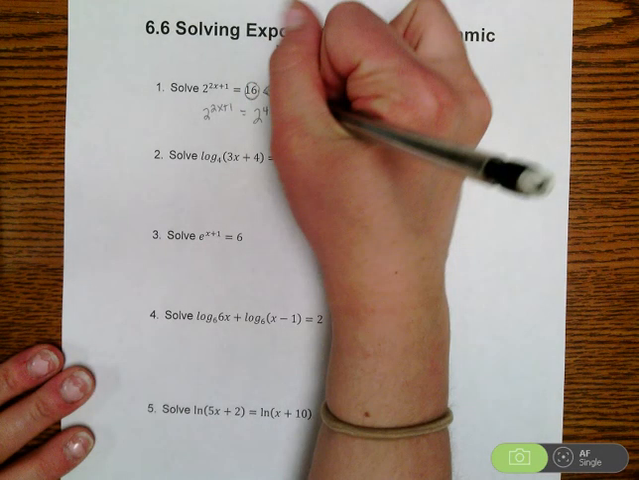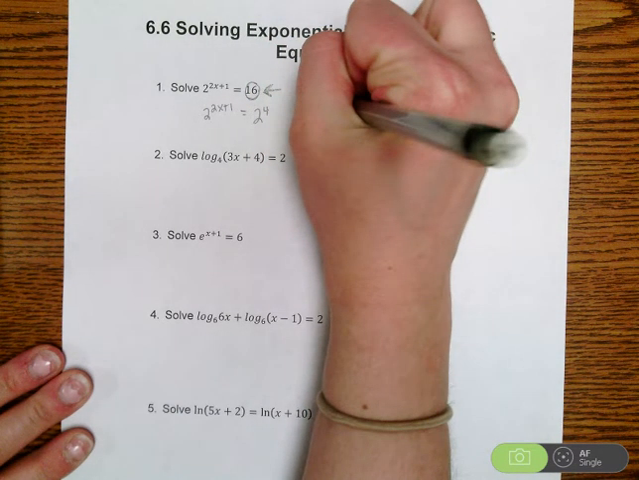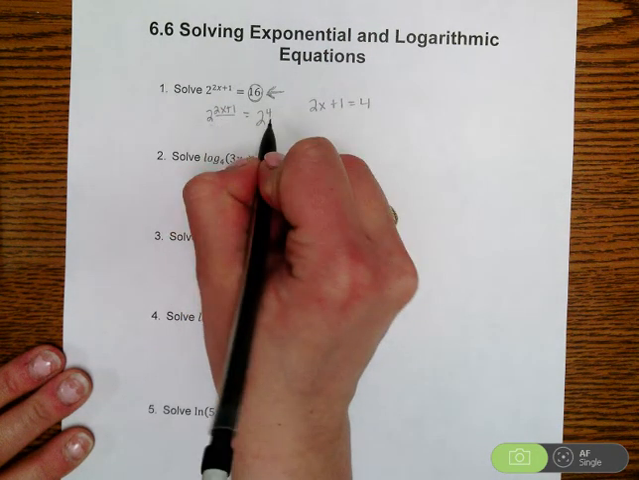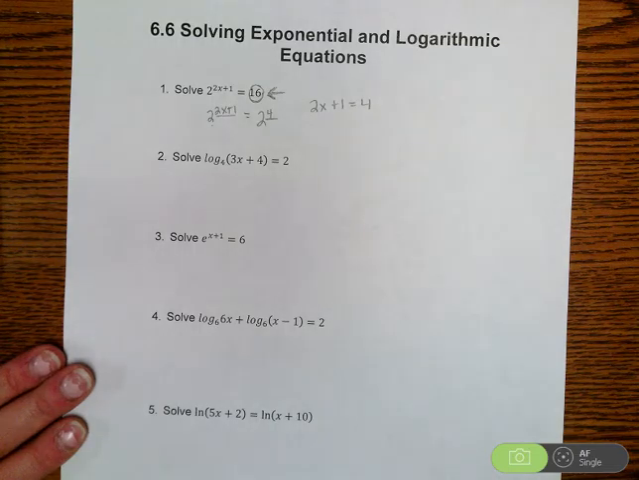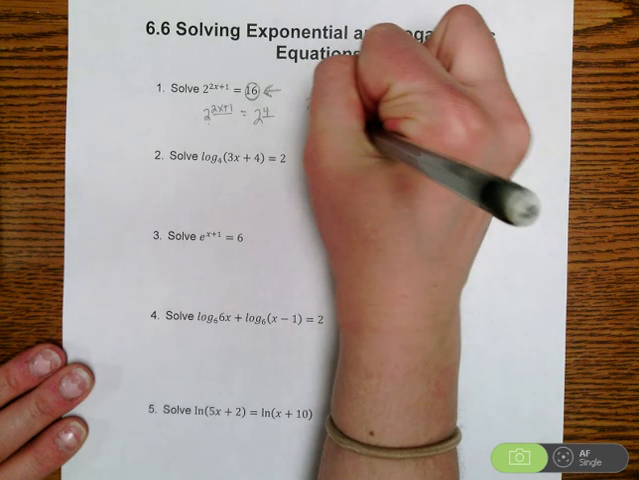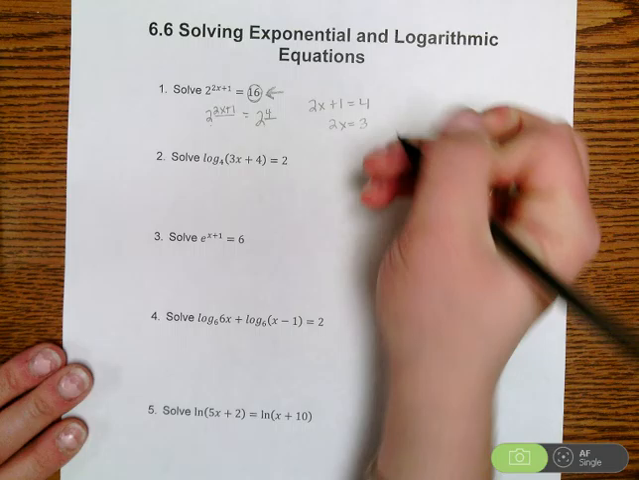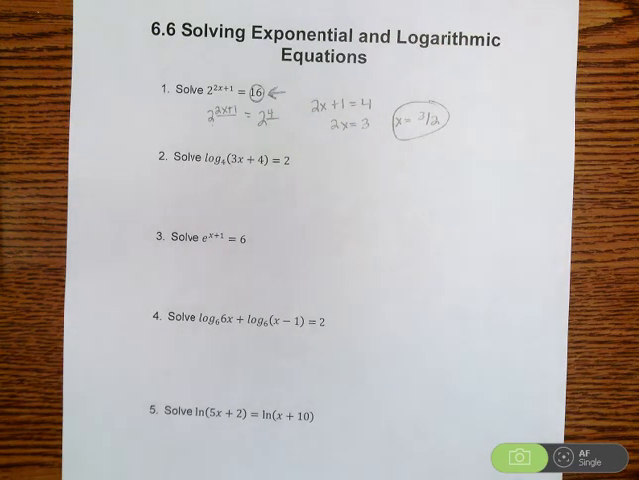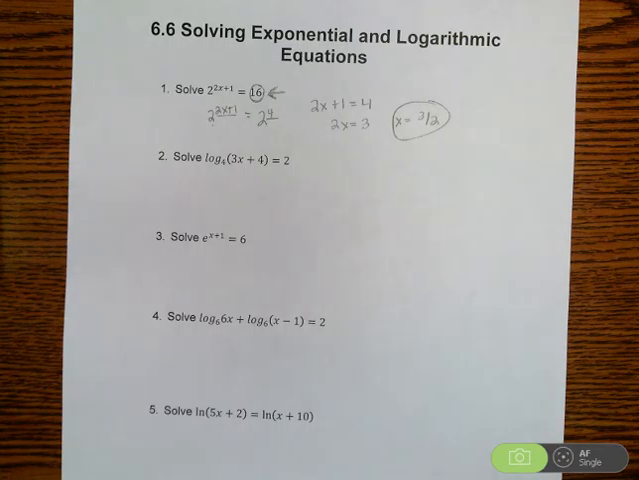Now let's set the exponents equal, because if you remember when we learned in class, if the bases are the same, then the exponents have to be equal. Subtract 1, so 2x is equal to 3. Divide by 2, x is equal to 3 over 2. Boom, done. Don't think too hard.